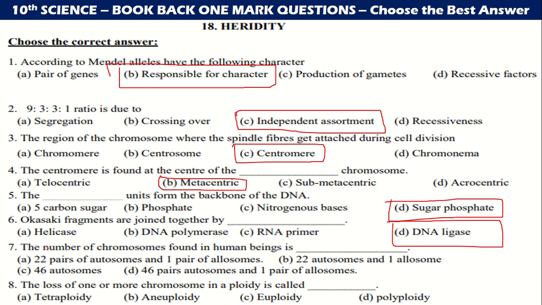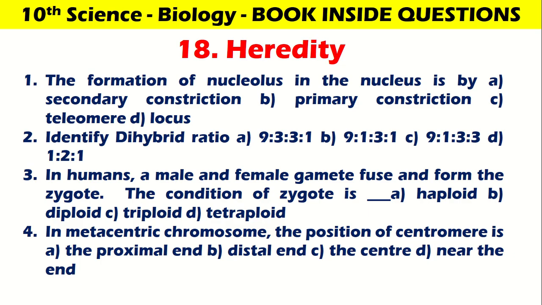Then goes to the next one. The number of chromosomes found in human beings is 22 pairs of autosomes and 1 pair of allosomes. And the eighth one, the loss of one or more chromosomes in a ploidy is aneuploidy. Then the additional question: the formation of nucleolus in the nucleus is by secondary constriction. That's the correct answer.